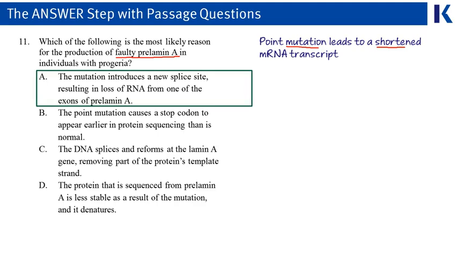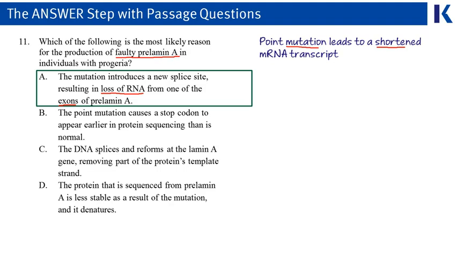It doesn't come out and match our prediction perfectly. It doesn't say shortened mRNA transcript, but it does say that there is a loss of RNA from one of the exons in prelamin A. Drawing on your knowledge of molecular genetics, remember the exons are the parts of the RNA that get expressed. In other words, the exons are the ones that get left on the mRNA transcript. If we lose RNA from one of those exons, then we're going to have a short mRNA transcript.